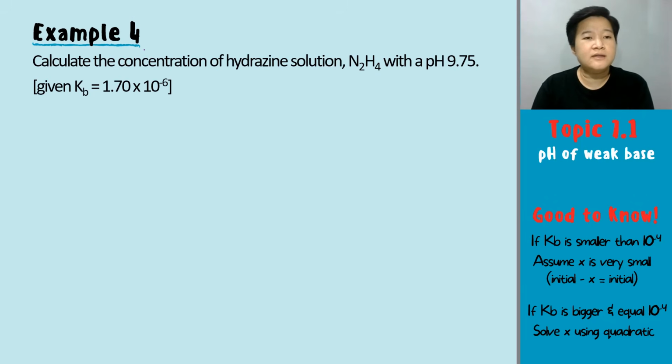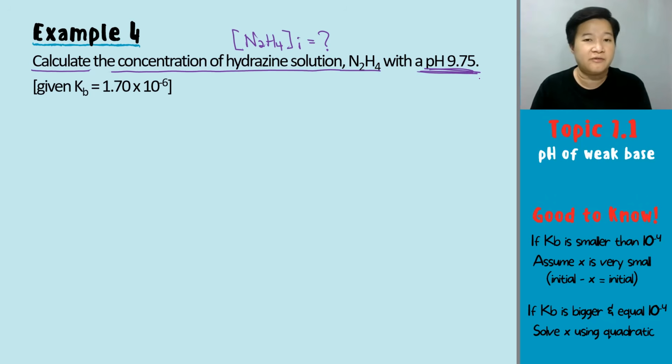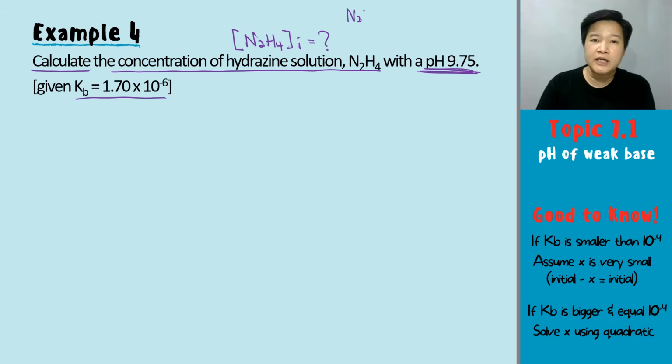Simple. And let's try the last example for this video. Slightly different. The question is asking you to calculate the concentration of hydrazine solution. So we are actually looking for the initial concentration of hydrazine solution. Because the question says the solution has a pH of 9.75. So the Kb value is given. Knowing that N2H4 is a base, or to be exact a weak base, the thing that I need is a Kb. I have the Kb value given correctly.